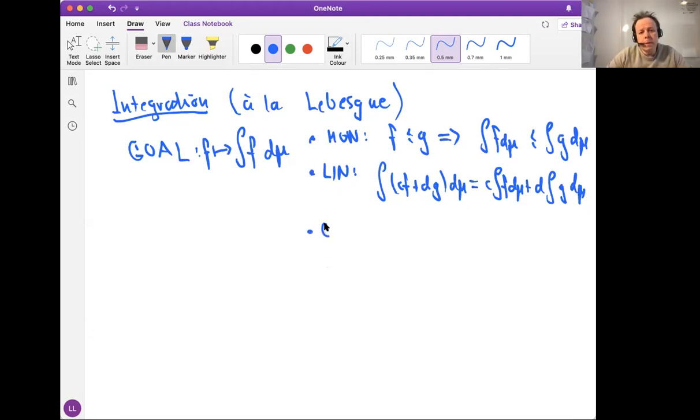Then we would like to have some continuity. So we would like that if fn converges to f in some sense, let's say pointwise, so that at every point the value of fn converges to the value of the limiting function, then the integrals converge as well.